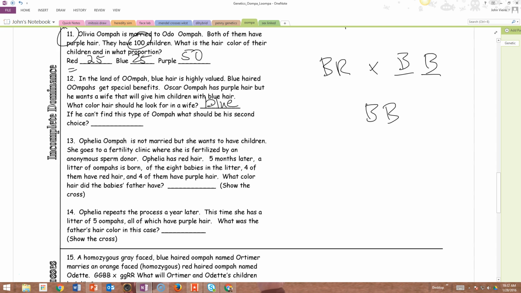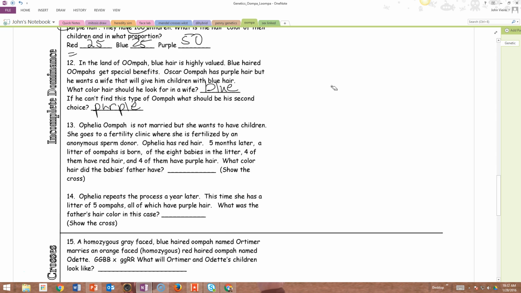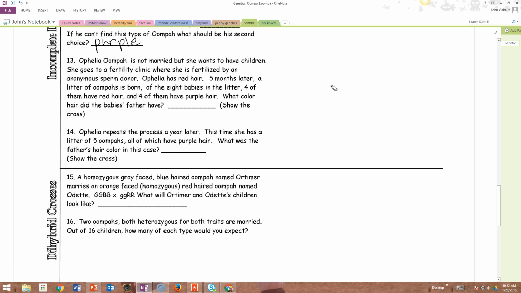But is it only possible to make blue-haired children if you have a blue-haired wife? No, you can also have a purple. Now, it's much more rare, right? It's half as rare, but you can definitely still get a blue. Instead of 50% of them, you're going to have 25%. So you can at least have a purple-haired wife, and then the chances of you having blue hair are still there.